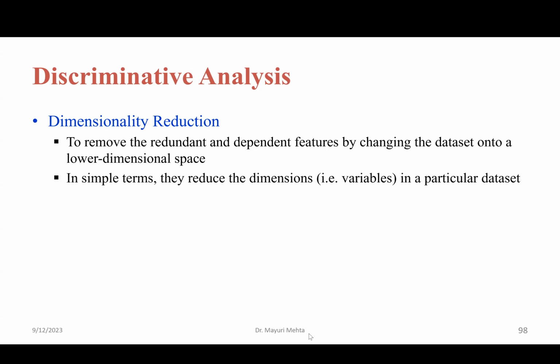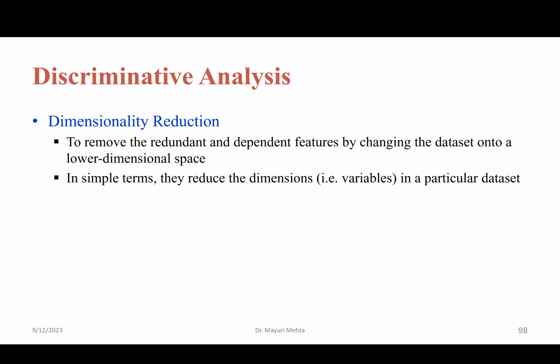So instead of that, I can consider only total marks. I can remove S1, S2, S3, marks of S1, S2, S3. Right? So the main agenda of this dimensionality reduction is to remove the redundant and dependent features by changing the data set onto a lower dimensional space. And in simple terms, they reduce the dimensions.